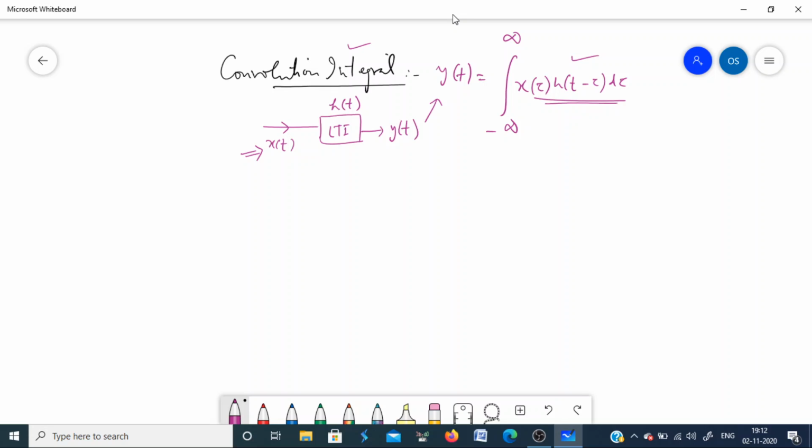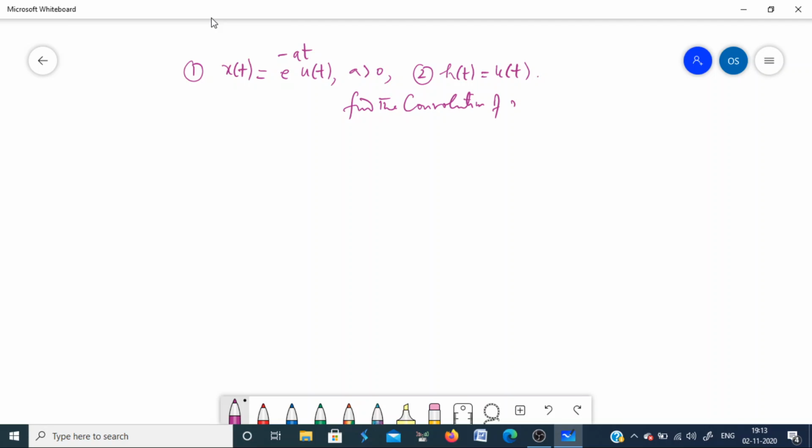And since convolution is a commutative property, you can also write this equation as the integral of h(tau) x(t minus tau) d tau. So whether you use this equation or that equation, your output will be the same for both cases. We will discuss some problems on this.